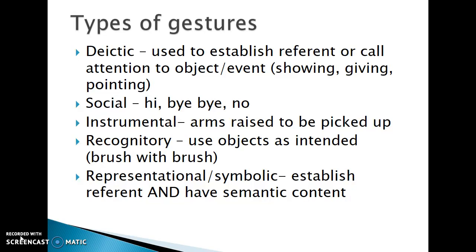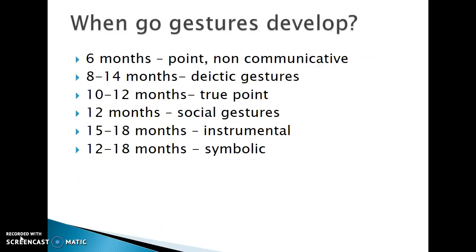Those are two words, synonyms for the same thing. They both establish a referent and have semantic content. Your notes talk about a child who hands you a bubble wand and makes a blowing sound at the same time. Not only are they establishing attention to the bubble wand, but they're also communicating some information, like they want you to blow bubbles. Another example would be a child who picks up a wind-up toy and gives it to you and makes some movement that suggests they want you to wind up that toy. So representational gestures have both a referent and a semantic content.